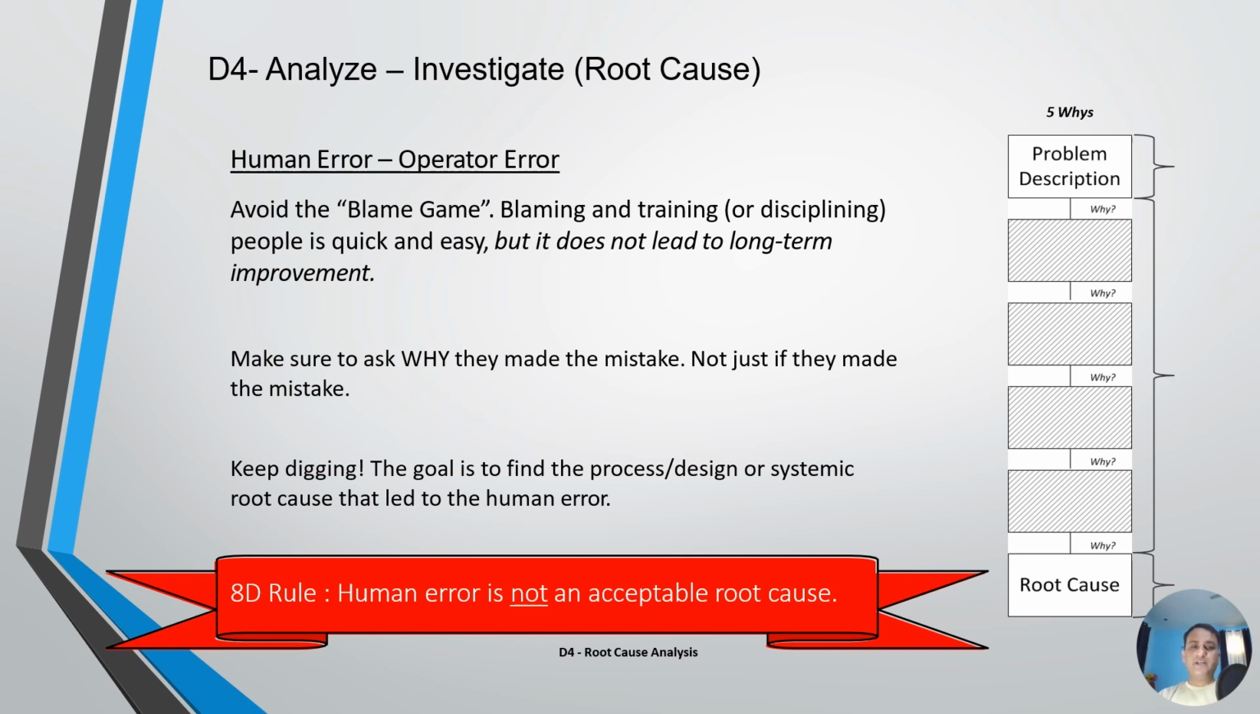An example related to finding the root cause of an operating error using 5-why analysis is: why did the operator make an error? Because they misinterpreted the procedure. Why did they misinterpret it? Because the instructions were unclear. Why were the instructions unclear?